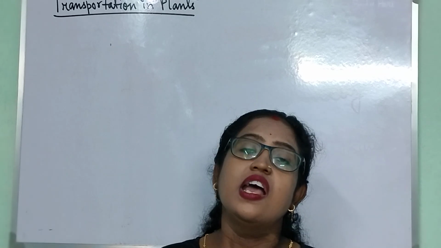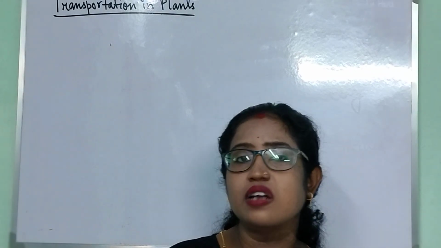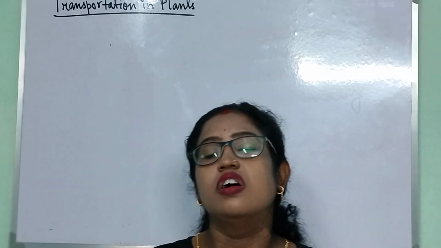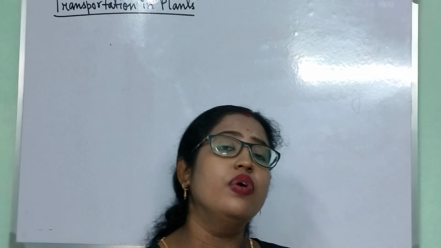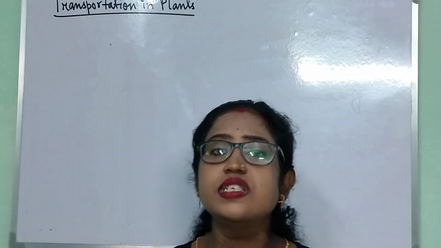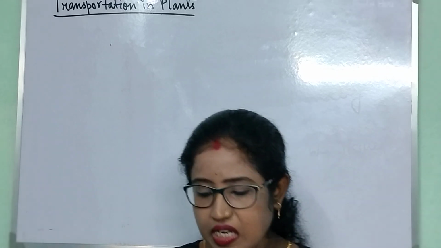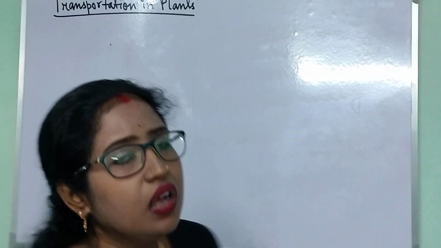Plants don't have any circulatory system, they have a transportation system. And from small bushy plants or small herbs to tall trees, they all have a well developed transportation system. So let us now discuss the components of the transportation system in plants.